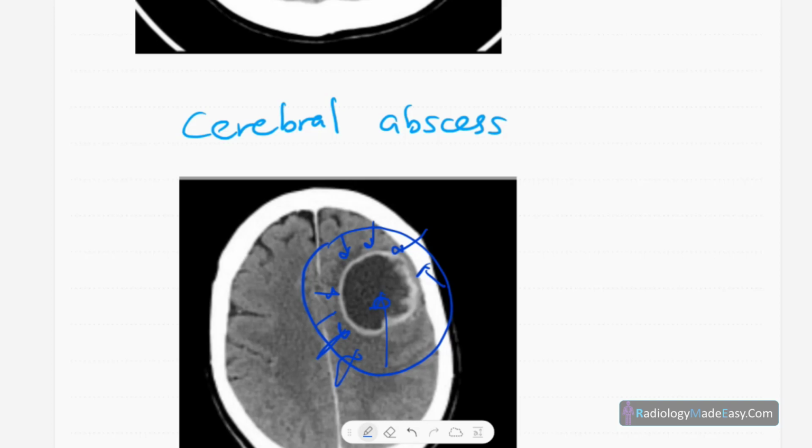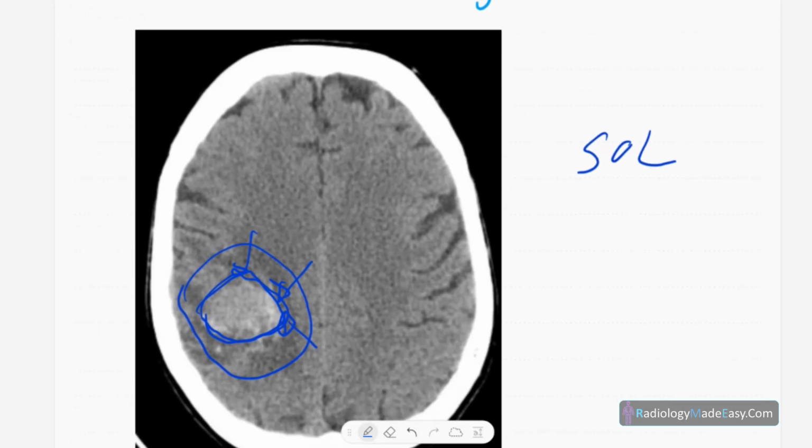So it's time to conclude the CT approach. I described how to approach CT and also how to identify common pathologies.